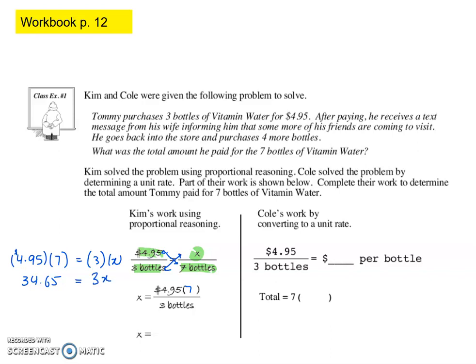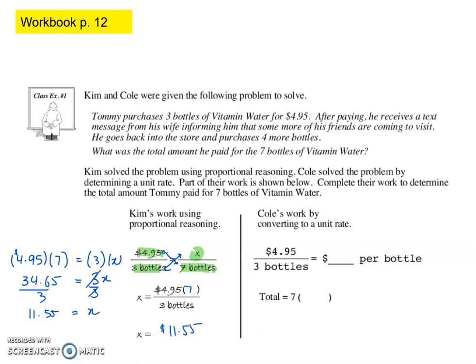And now we're isolating x, so we divide both sides by 3. So on this side also we will get this divided by 3. So it comes out to be 11.55. So that means the price of 7 bottles is $11.55. So that's one way of finding the price. Now this is great, and you will see ways that this is set up.